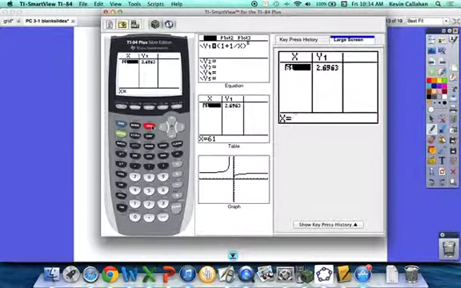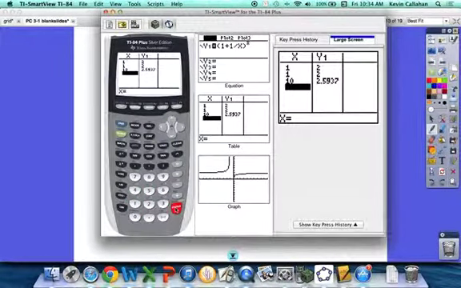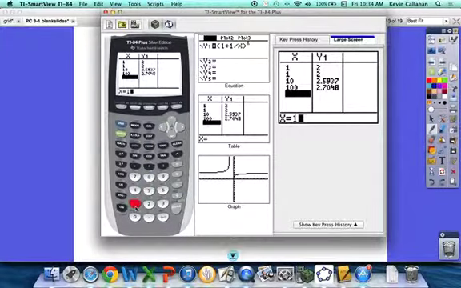Let me put in 1. If I put in x equals 1, y equals 2. Let me put in 10. Now I get 2.59. Let me put in 100. 2.7048. How about 1,000?